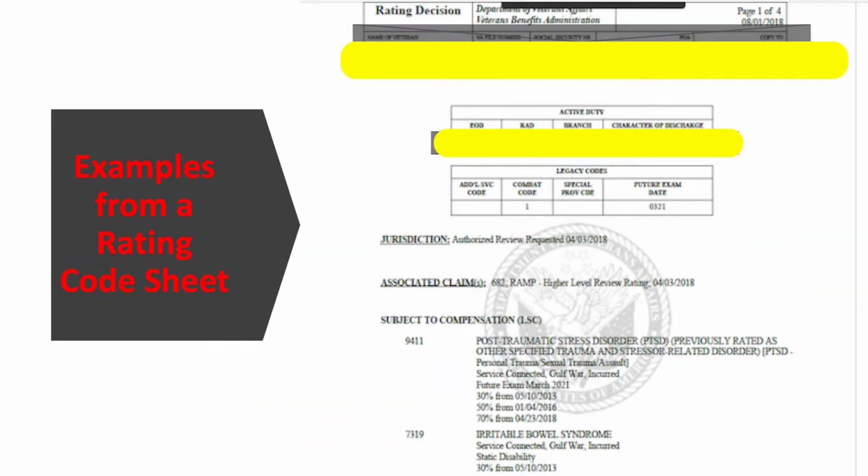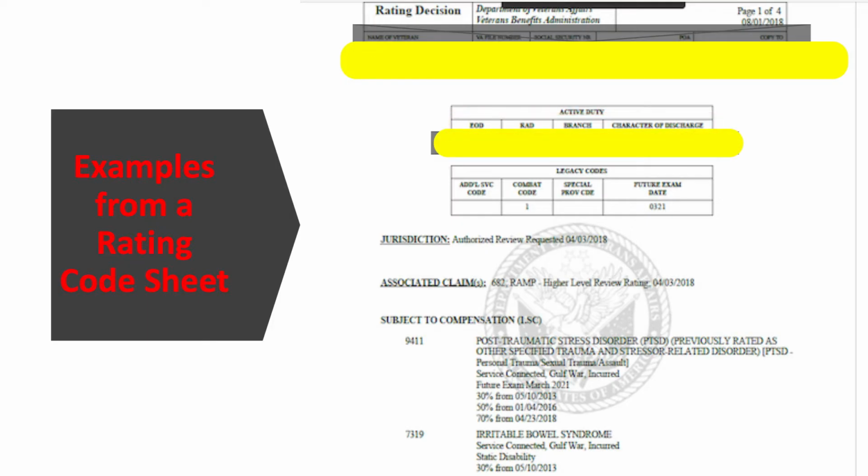What does a rating code sheet look like? Well, let's take a look at an example. At the very first page of the rating code sheet, you're going to have at the top your name, VA file number, Social Security number, which is usually the same thing, and if you have a representative. Below that is going to be your active duty information, when you entered the service, when you left the service, the branch of service, and your character of discharge.